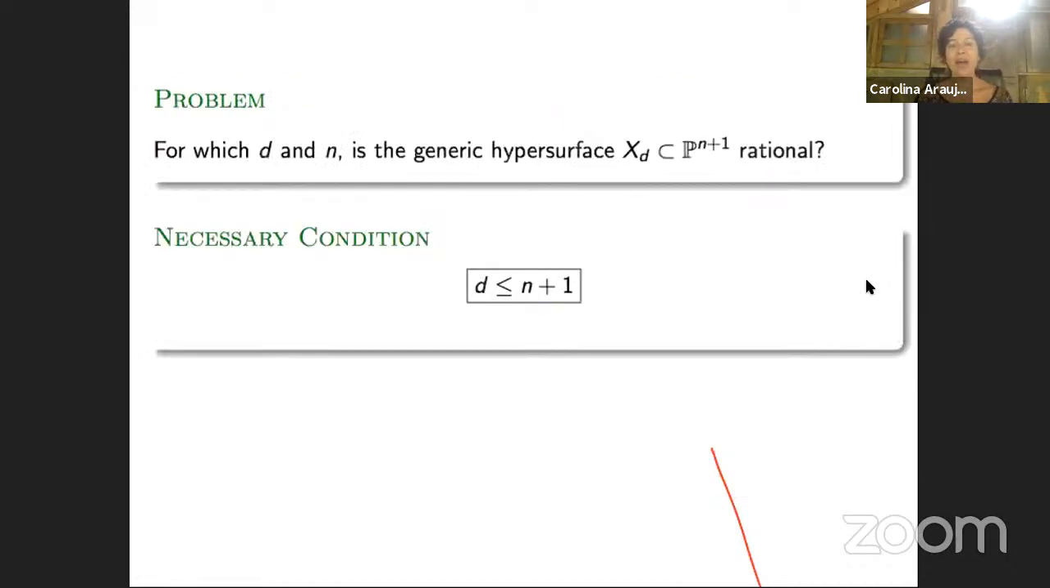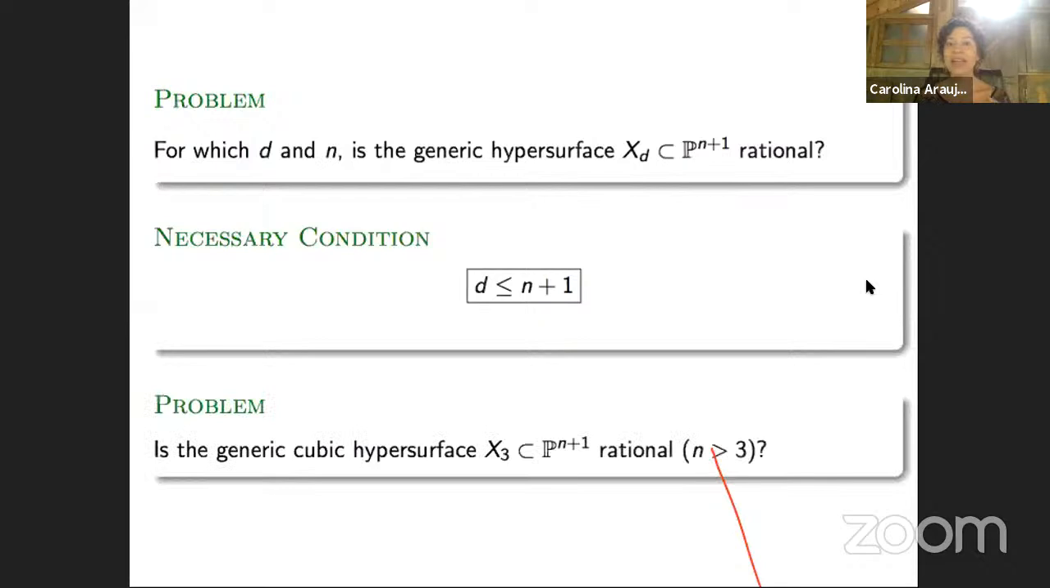And now let me just point out that already for degree 3, this is an open problem. For n equals 2, a cubic surface is rational. In dimension 3, a cubic threefold is not rational. But it is not known already in dimension 4 whether the generic cubic hypersurface is rational or not. So this is a very important problem in birational geometry.